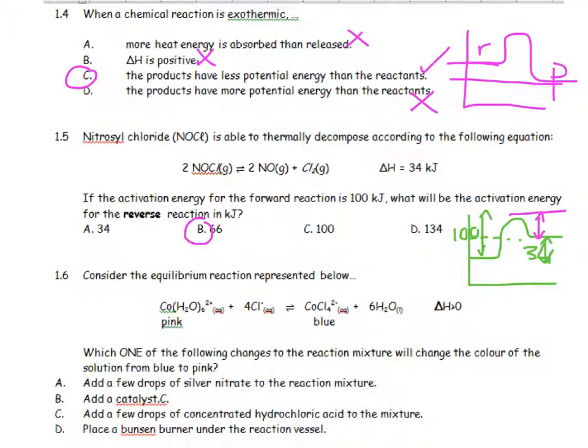Consider the equilibrium reaction represented below. Unfortunately, this particular example isn't really in the curriculum. You were expected to know that if you added silver nitrate to the solution, it would react with the chloride ion, and therefore that would favor the reverse reaction, because this would disappear and the system would try to make some more of it, and therefore it would turn from blue to pink. But it's not in the curriculum because silver nitrate's reaction with chloride is no longer in the curriculum, so that question was scrapped.